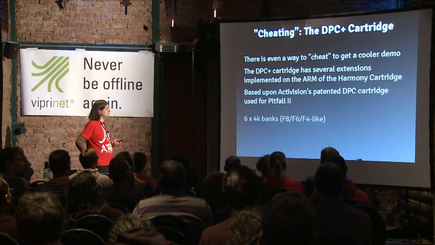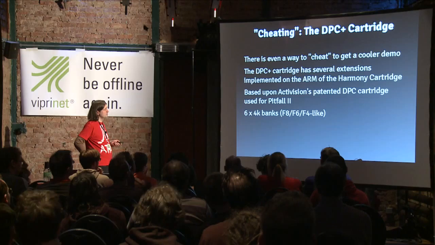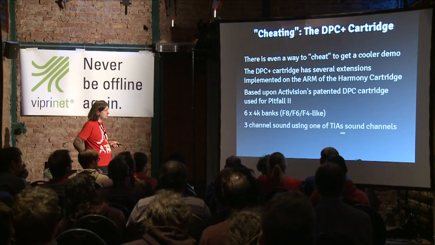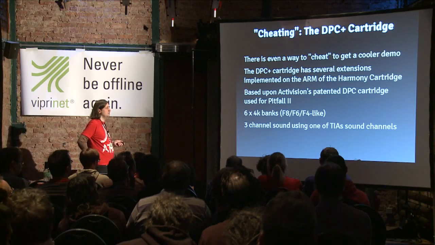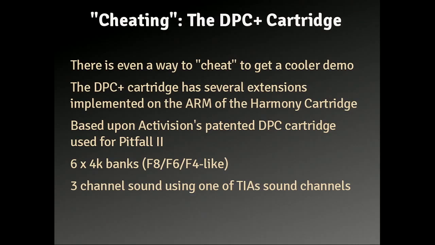The base part of it is that you've got 6 4K banks of ROM. You've got 3-channel sound using one of the TIA sound channels. This is done by reading the sound register address of the module on every line and copying it over to one of the TIA sound channels. So you still have the other TIA sound channel for sound effects.